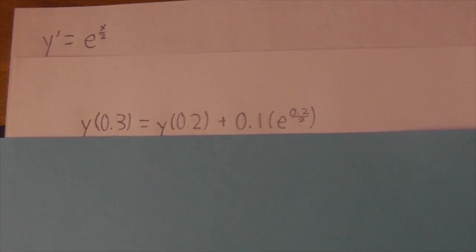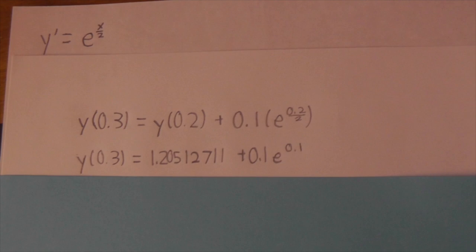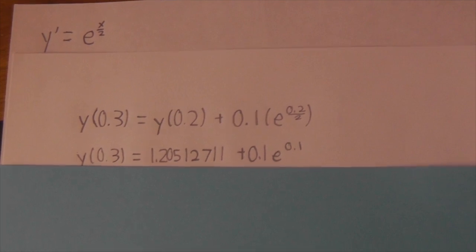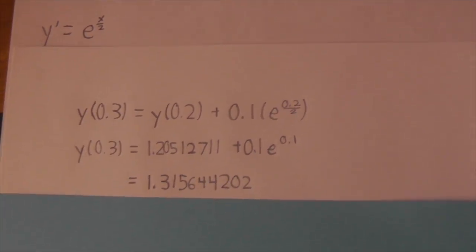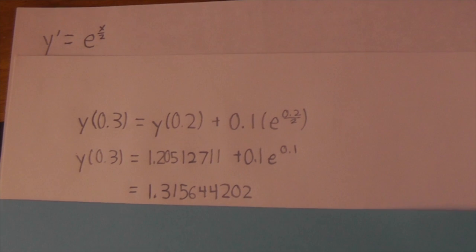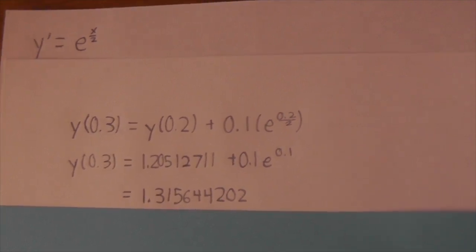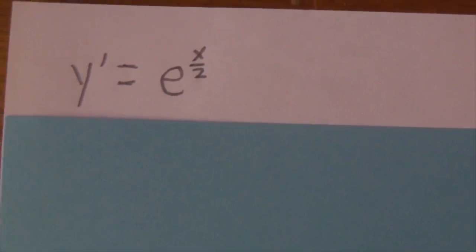We can simplify this equation and plug in numbers. Using a calculator, we get a final answer of about 1.315644202. A second part of this problem might ask us to determine if the value is an underestimate or overestimate of the real value. We can figure this out by determining if the equation is concave up or concave down at the value x equals 0.3.